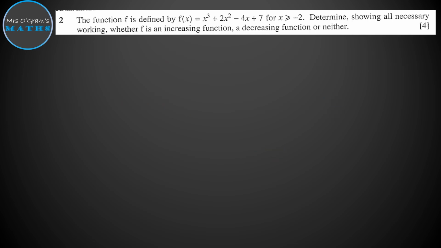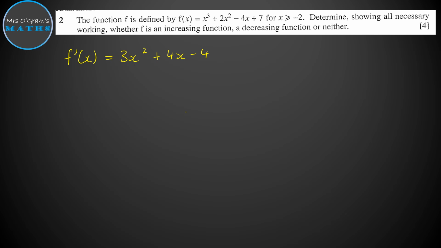Question 2 gives us a function to work out if it's increasing, decreasing, or neither. So first of all, I need to think about the gradient of this function. So if we differentiate f(x), we get f dash x, which is our gradient function. My first thing is to try to express that in a term where I could say it's all positive or all negative, so therefore it would be increasing or decreasing. So we'll see if that works.